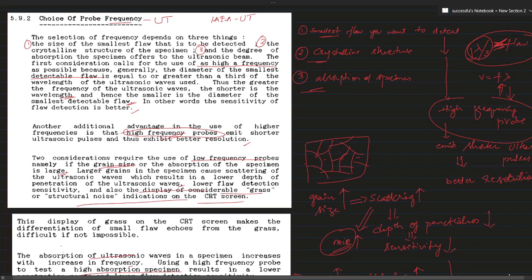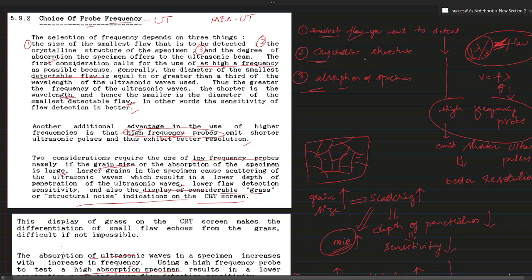Okay, while considering the probe frequency, they consider 3 points. One is the smallest flaw you want to detect, then crystalline structure, and absorption of the specimen. In UT there is a thumb rule that the smallest flaw that can be detected is more than lambda by 3, where lambda is the wavelength. This is the smallest flaw dimension. So if you want the smallest flaw, lambda by 3 is very small, that is, lambda is very small. If lambda is very small, frequency is very high. That means you need a high frequency probe for the smallest flaw.